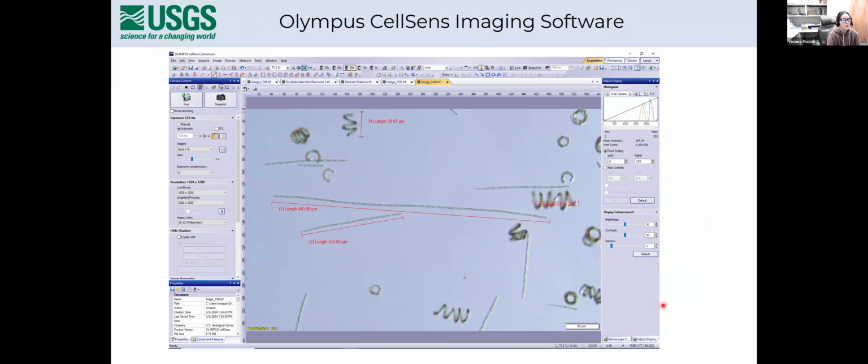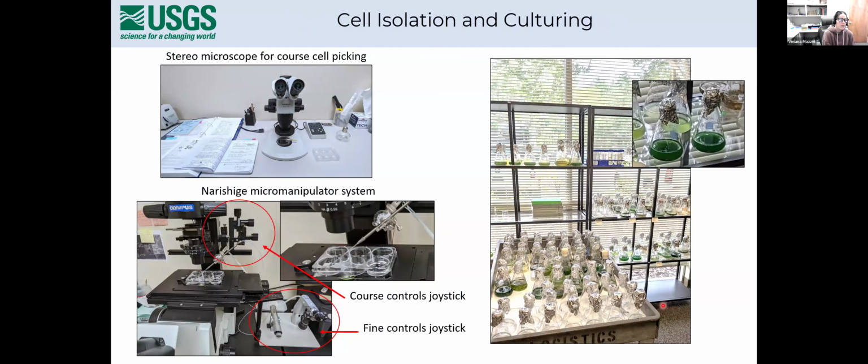And this is just a screen grab of the CellSense imaging software that we use. It has tons of functions. It's really great, but I'm sure we're all familiar with one version or another of imaging software that we all use. So I'm not going to get into detail about that.